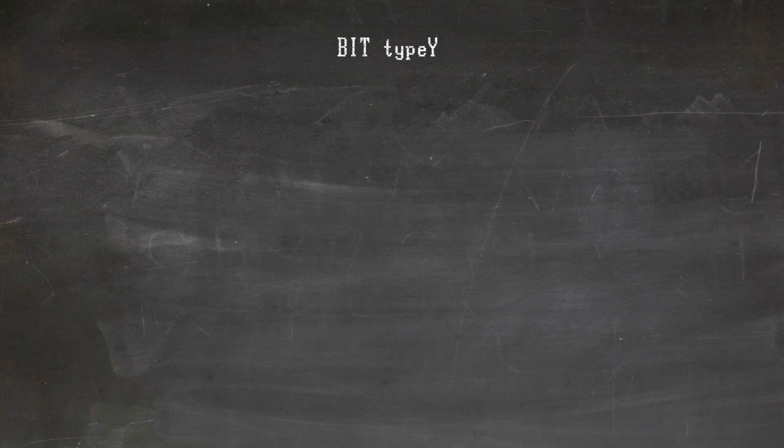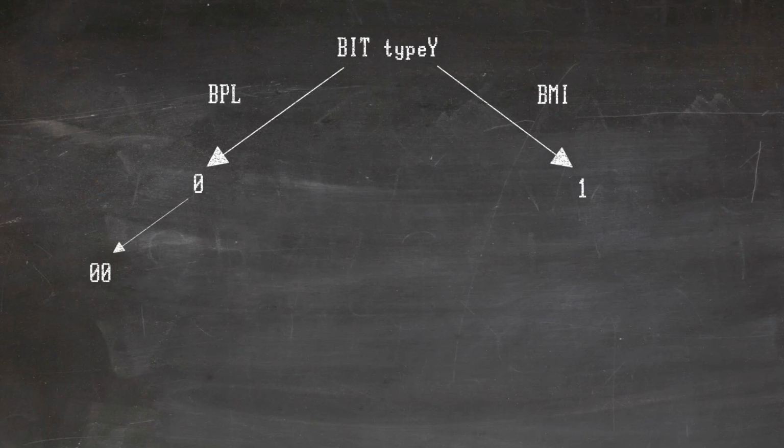When you do a bit, the upper 2 bits of the byte are copied into the N and V flags. Thus we have 4 combinations. We split on the upper bit with branch plus and branch minus, and then we split those with the second bit using branch overflow clear and branch overflow set.